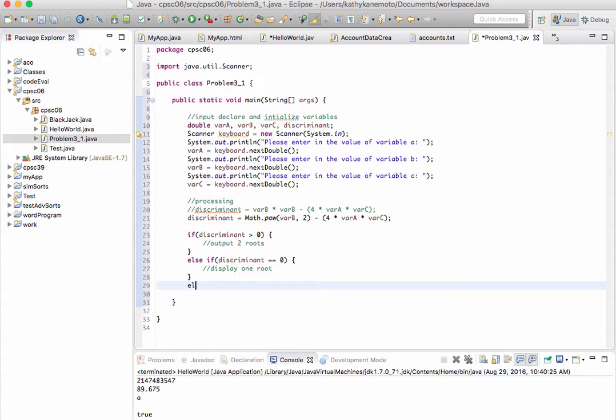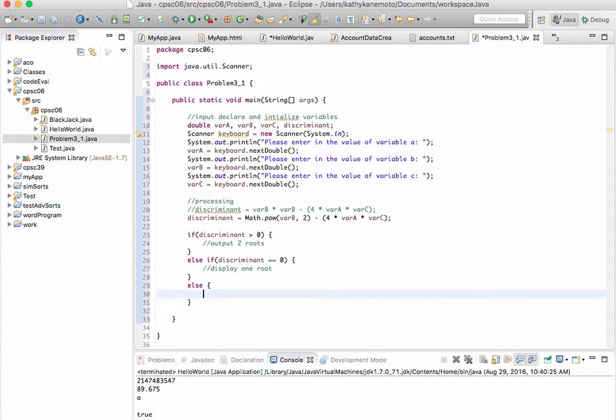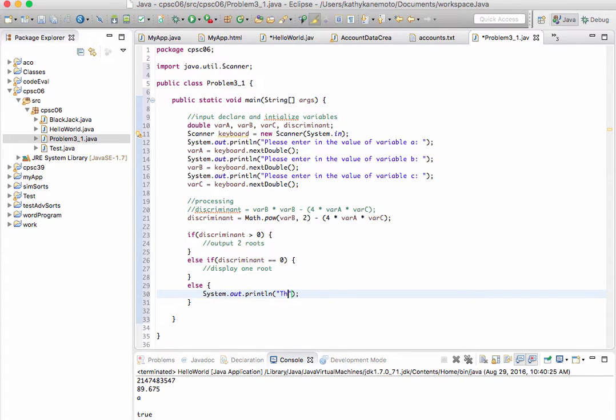And then the last part of our branching statement will be our else part. Of course, if it's not positive and it's not equal to 0, there's only one case left, meaning that the discriminant has to be less than 0. If it's less than 0, our programming problem says to display that the equation has no real roots. This is an easy one. We just have to display: the equation has no real roots.